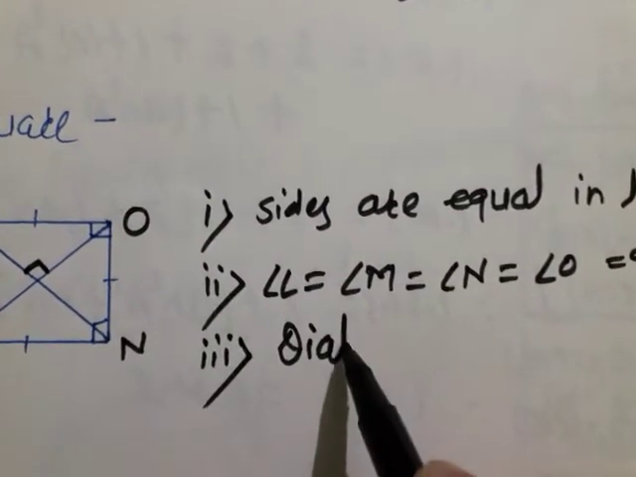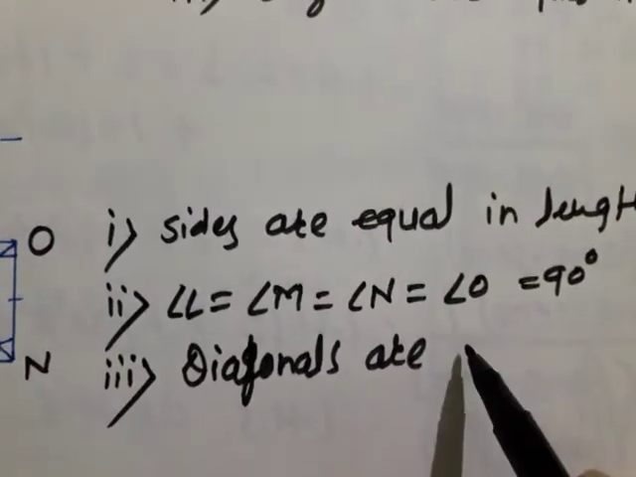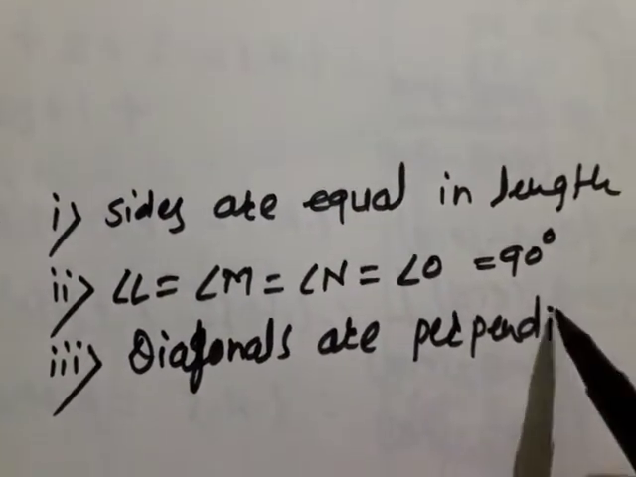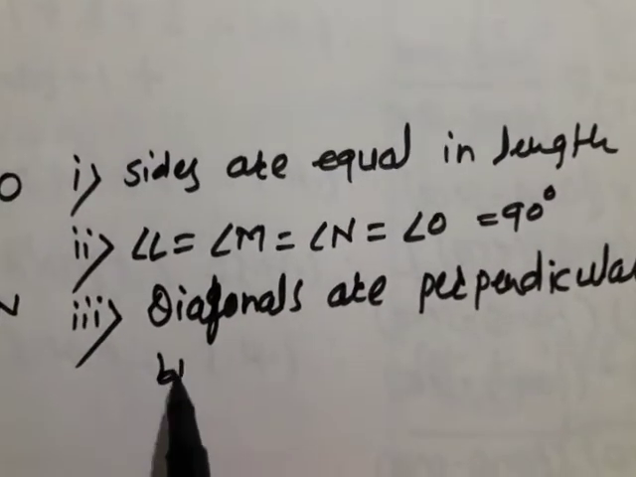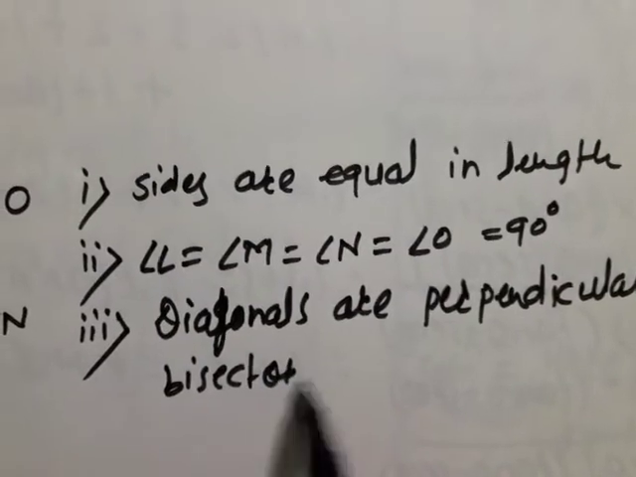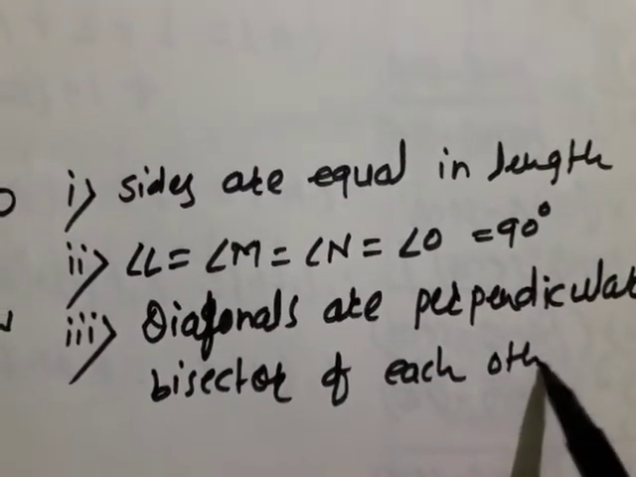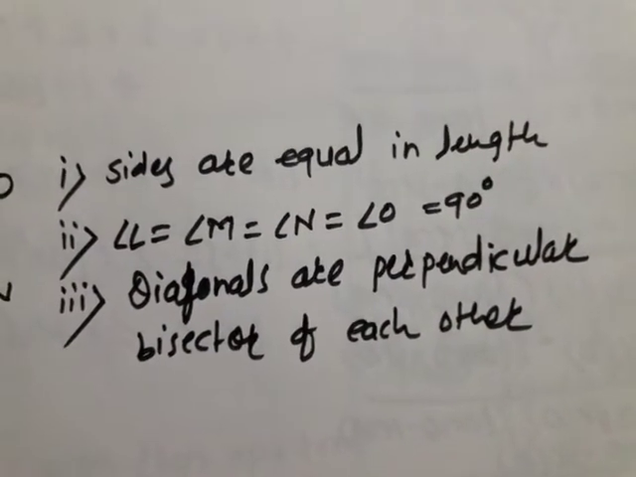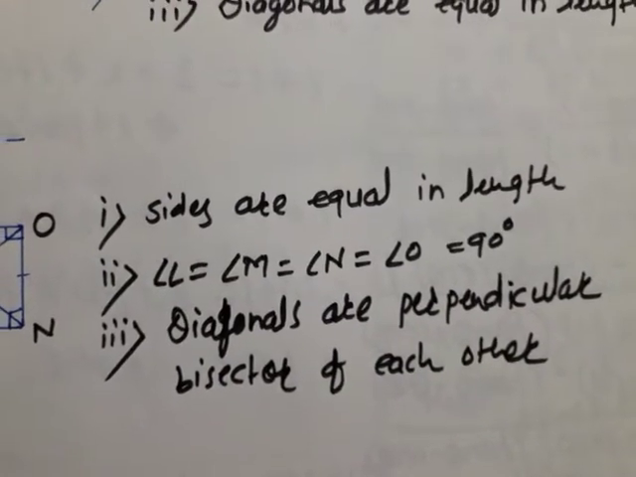Means diagonals are perpendicular bisectors of each other. Perpendicular bisector of each other. Got idea? Those are the three special parallelograms and their properties.